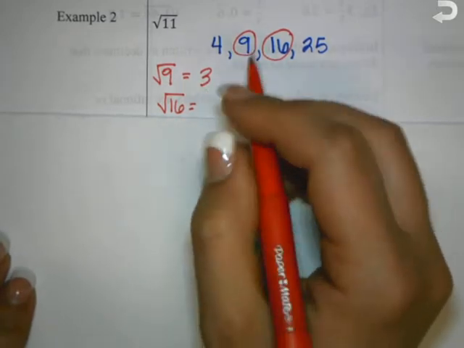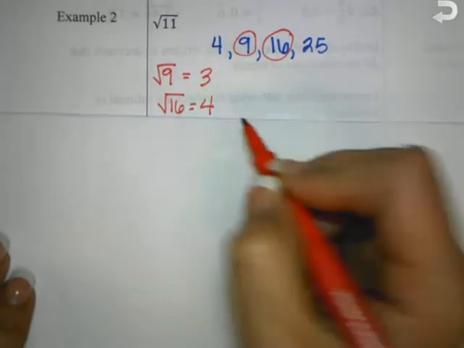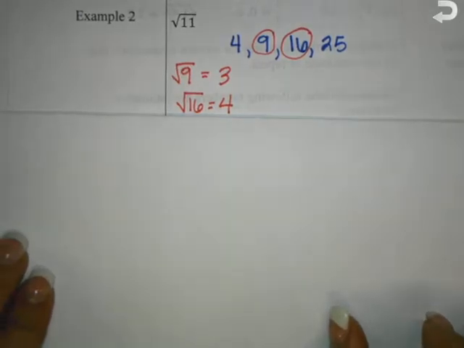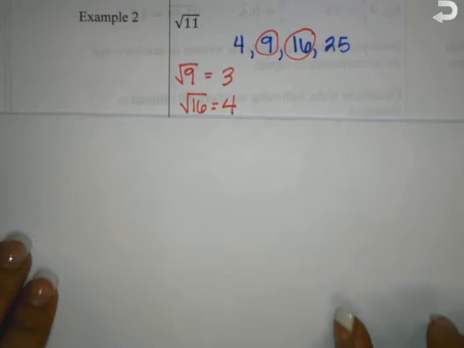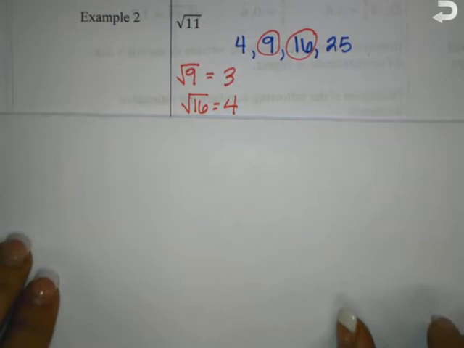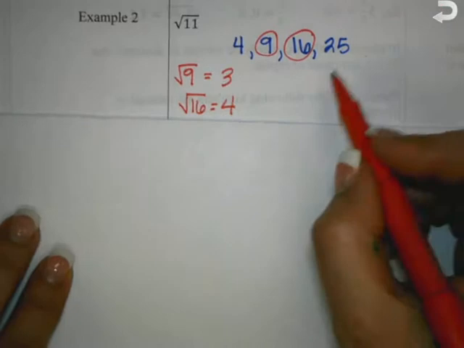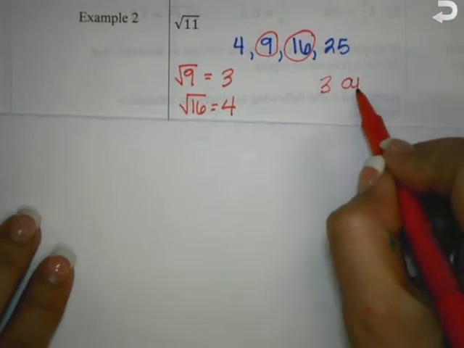Okay, remember you guys, square root is not addition, and it's not multiplying by 2. It's multiplying by itself. Okay? So, what number is the square root of 11 between? 3 and 4. Let's check it on the calculator, shall we?